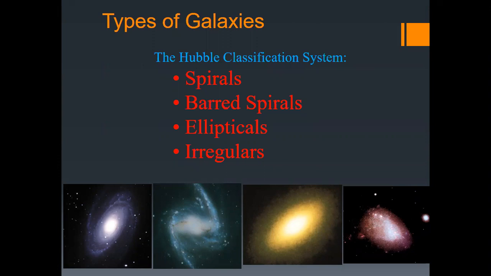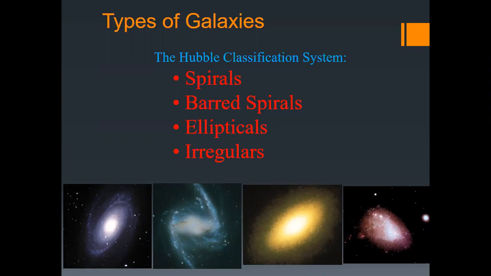So if you think about the spiral galaxies, they have a nuclear bulge and spiral arms. As you see here, there's a center nuclear bulge and then the spiral arms around it. Spiral arms have clouds that are forming new stars. So on these arms, we can find new stars that are forming.